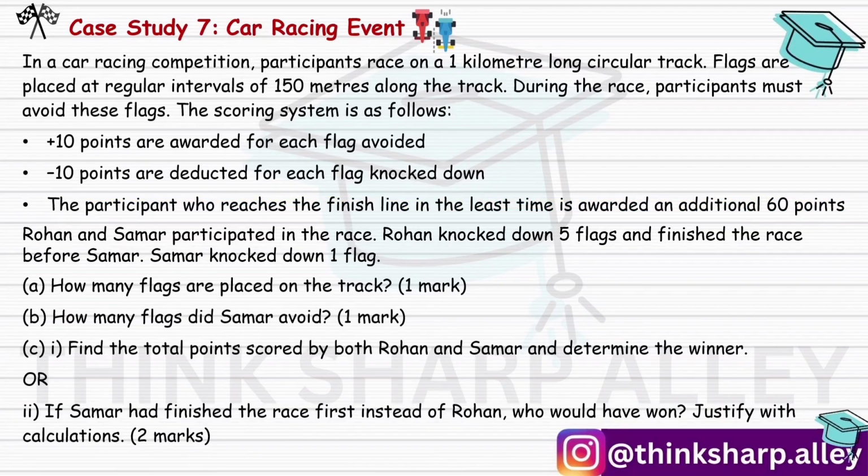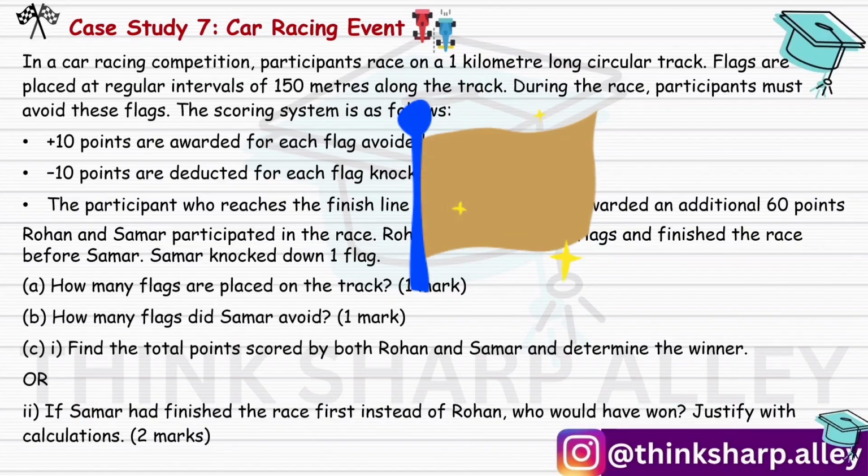So Rohan and Samar participated in the race. Rohan knocked down 5 flags and finished the race before Samar. That means Rohan got additional 60 points, right? How many flags are placed on the track?